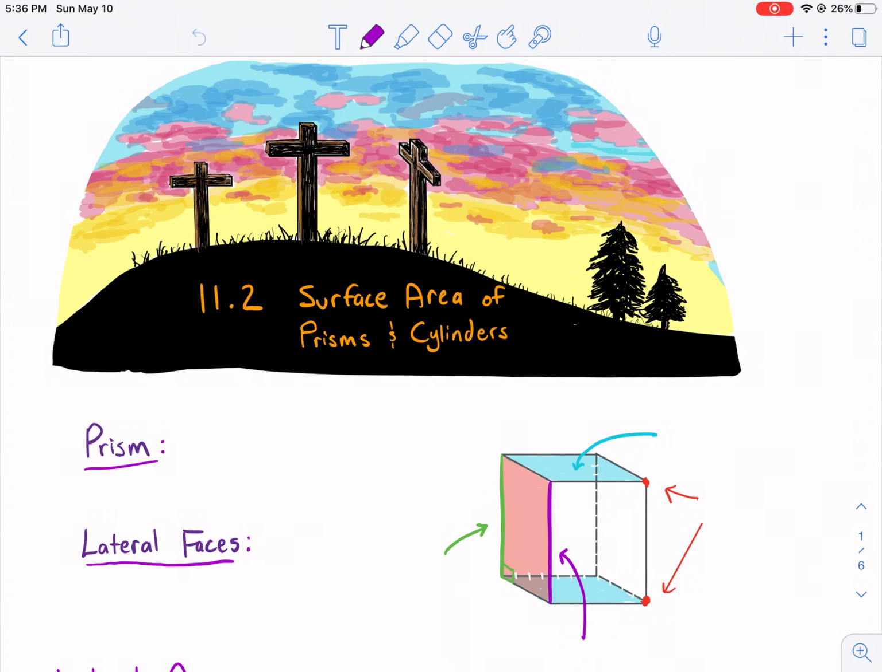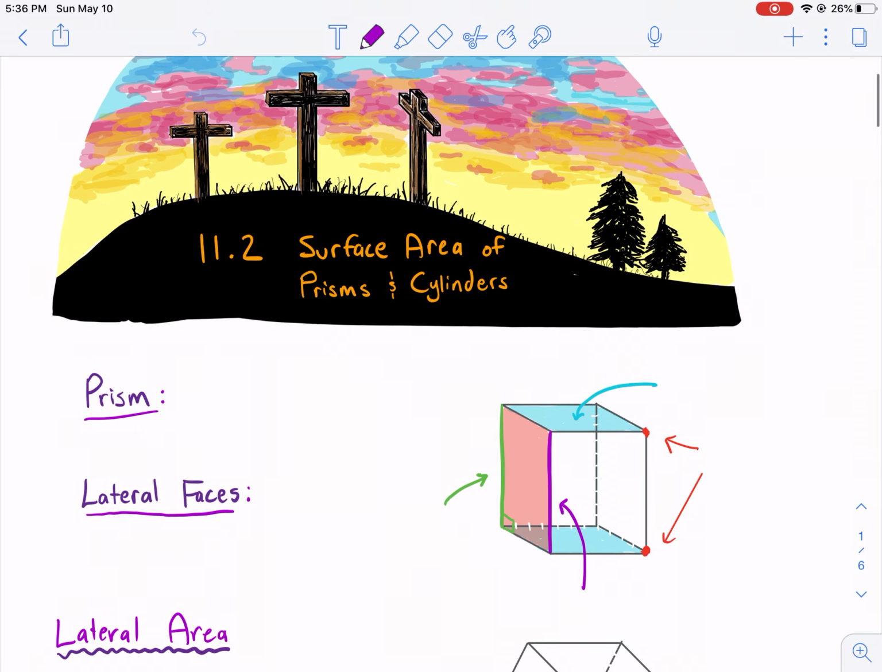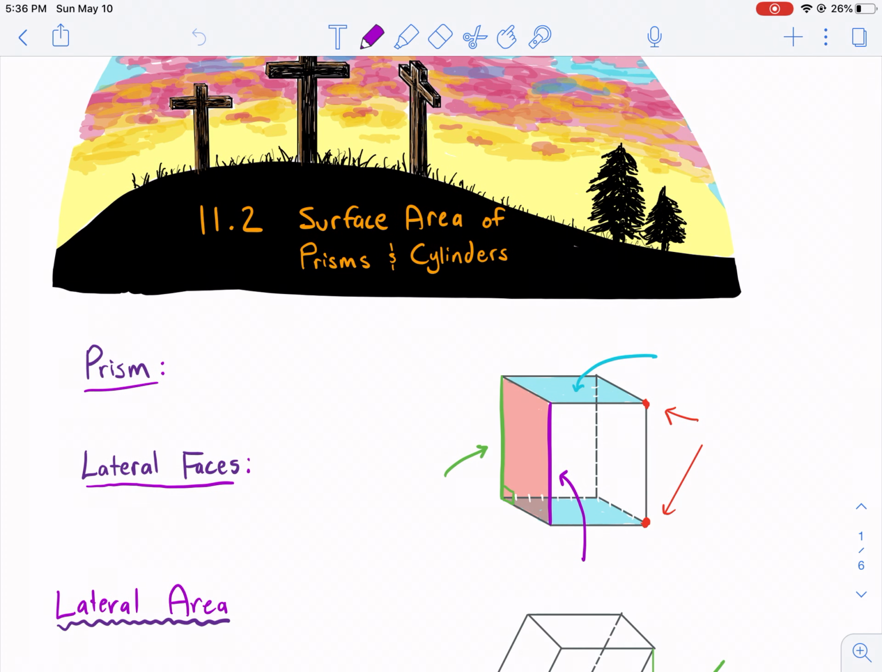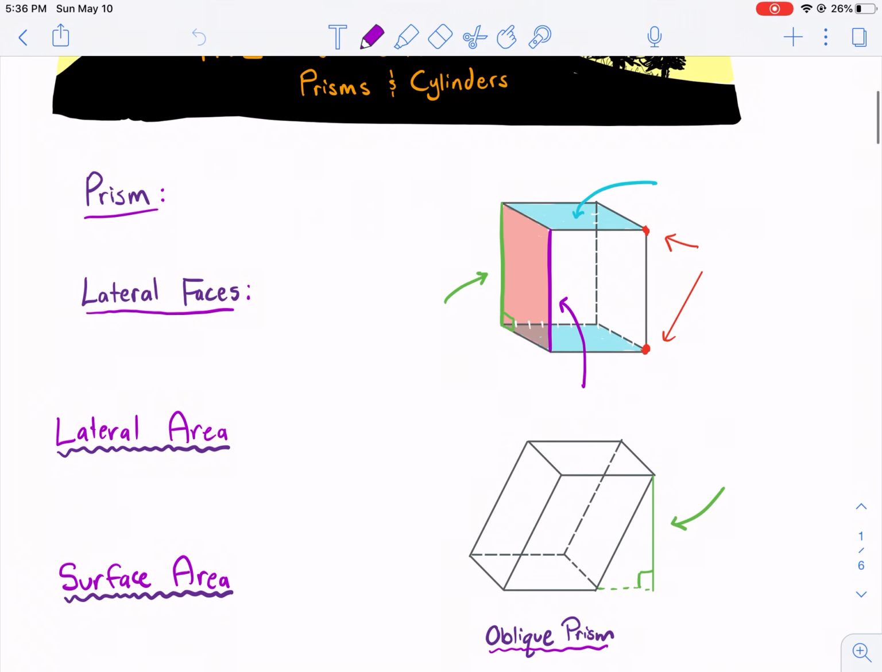We're starting surface area and volume today for our geometry students. This is part one of two-part videos, so make sure you stay tuned for both to get a well-rounded informational session on what is surface area and volume of prisms and cylinders. So let's start with prism.